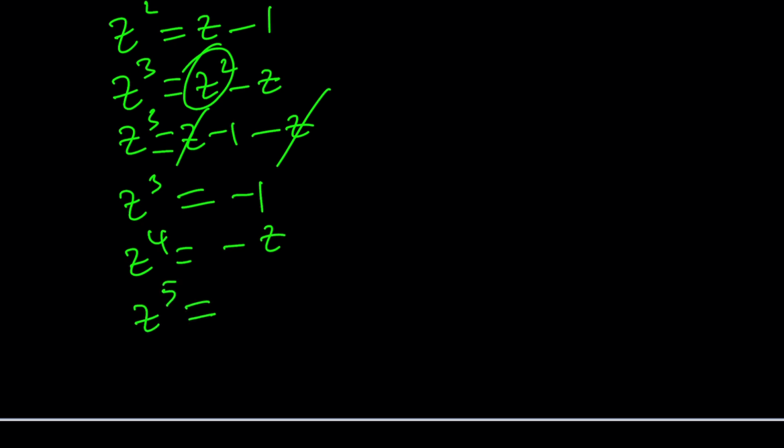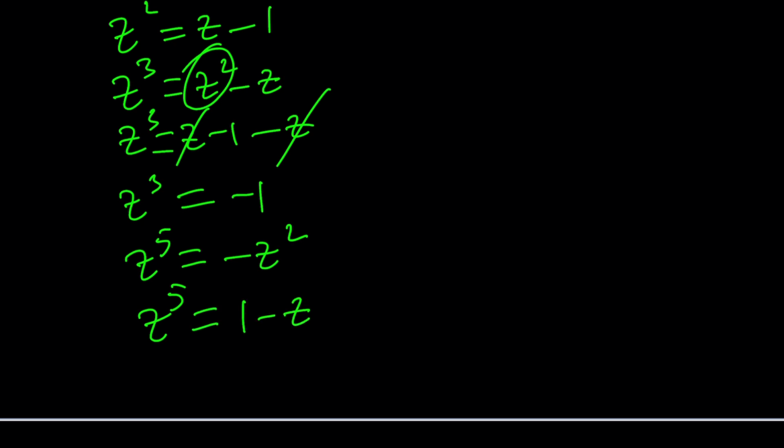By the way, you could directly multiply both sides by z squared to get z to the 5th quicker, which is probably a good idea. So let's do that, which will be negative z squared. But since z squared is z minus 1, z to the 5th would be 1 minus z, which is the opposite. What about 1 over z to the 5th? We can do that next.